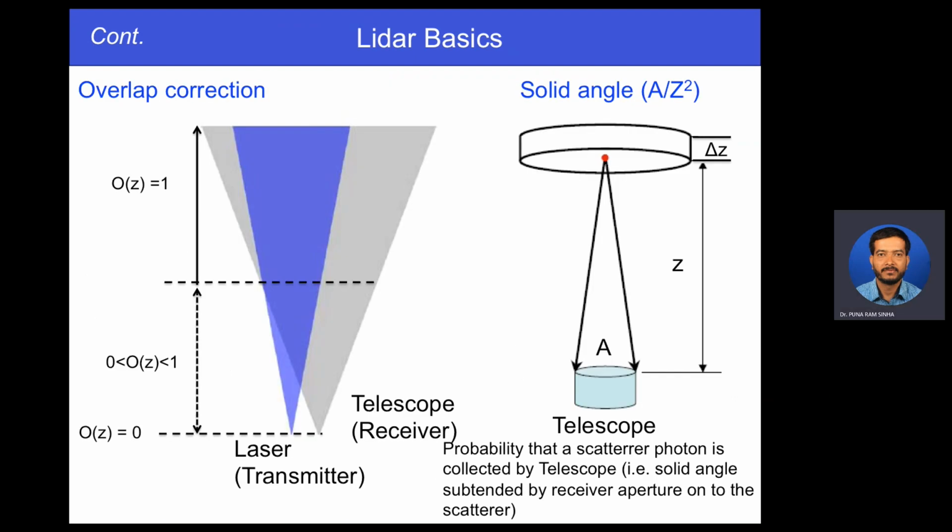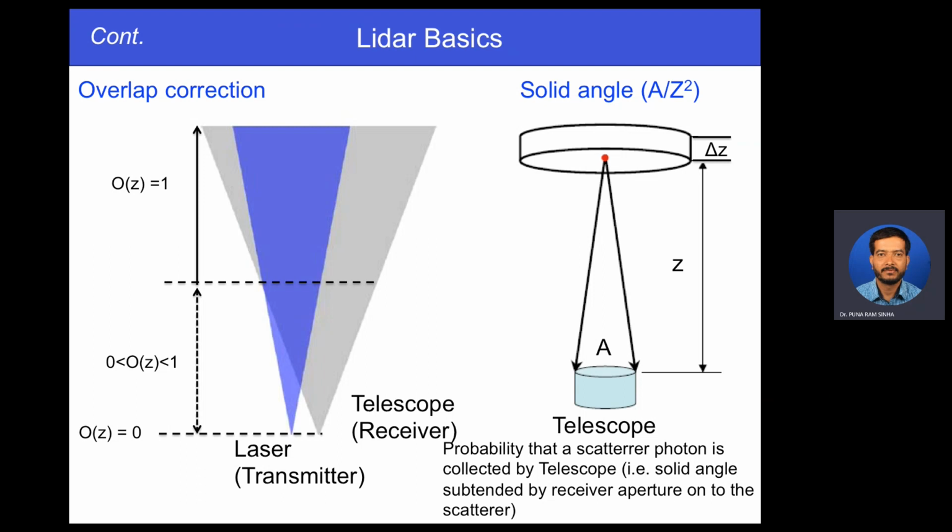Now the next is overlapping corrections. What happens is, because of the large backscatter at near surface, the backscatter radiation will not be captured by the receiving telescope.